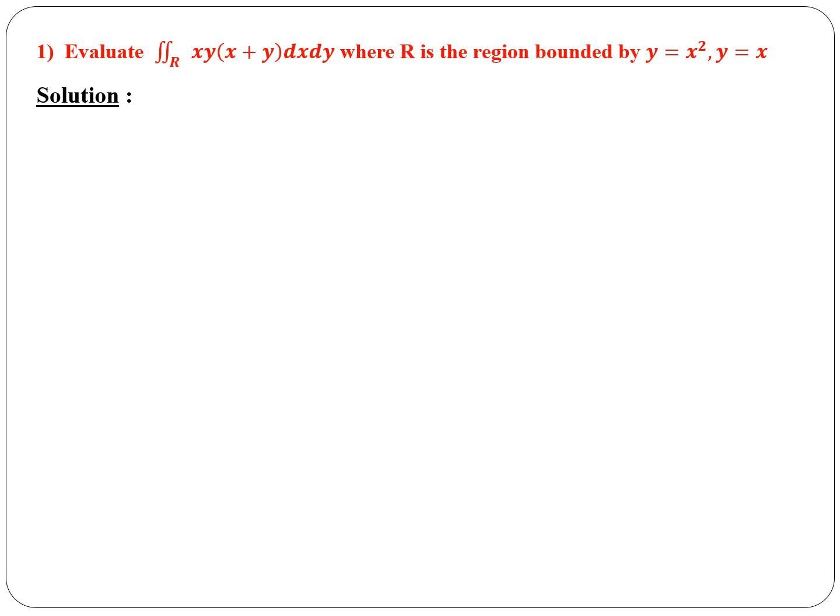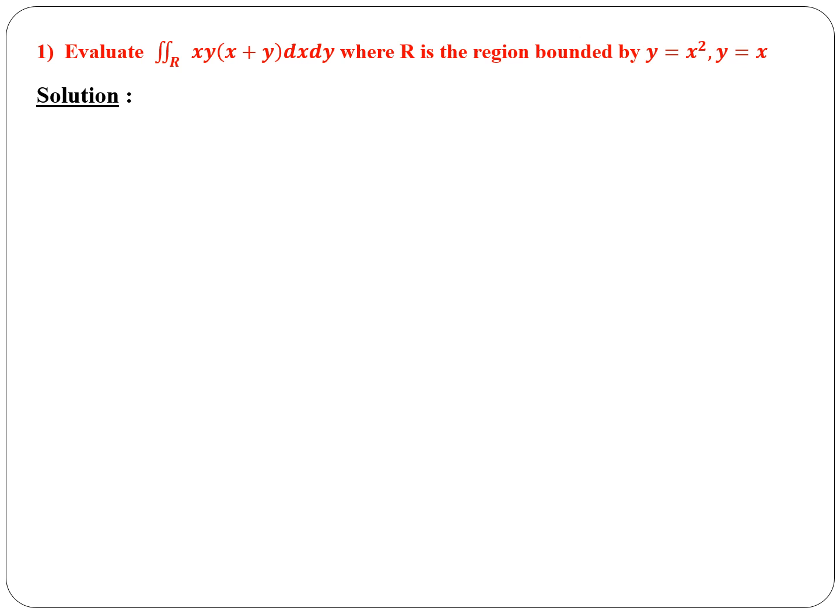So let's take another example. Evaluate the double integral over R of xy times (x plus y) dx dy, where R is the region bounded by y equal to x squared and y equal to x. First you have to decide whether you want to integrate with respect to y or with respect to x. I am solving it by integrating first with respect to y. You just have to keep in mind which variable you want to integrate first.